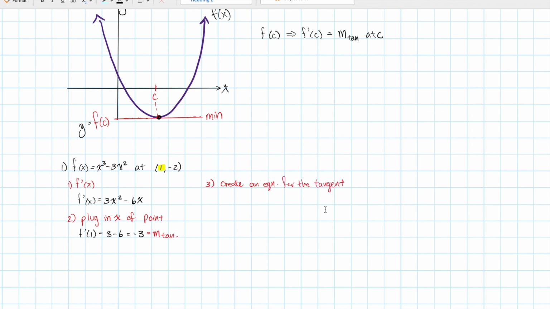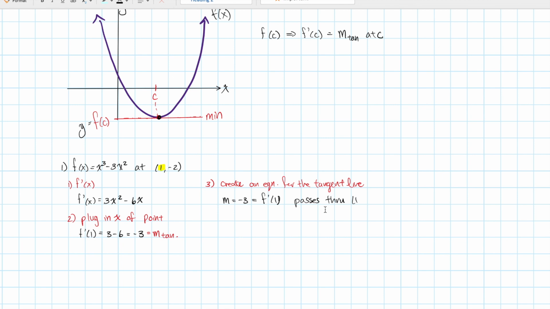So we can do this by listing everything we know. Well, we know the tangent line has a slope of -3, right? That's equal to f prime at 1, which we just figured out. And we also know that it has to pass through the point (1, -2). And we've learned this in advanced functions classes, right? So now we just have these two things and we want to come up with an equation.